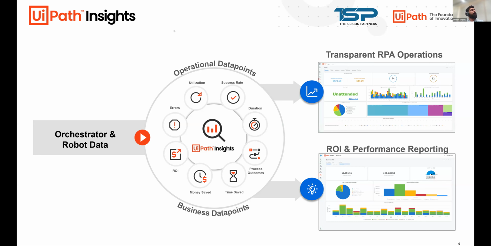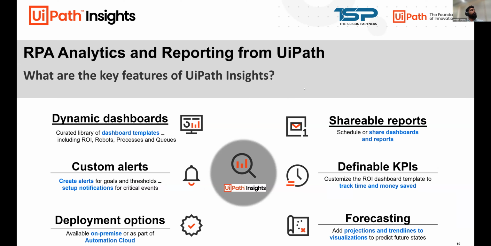Right. So moving to the next slide, this is where we will discuss the agenda for today. These are the key features that we will be covering in this session, which includes dynamic dashboards. We will have a quick demonstration of the ROI, robots, processes, and queues dashboards. Along with that, we will also show how these dashboards and reports can be shared with business stakeholders on a scheduled basis so that they can keep track of how the bots are working and how the utilization is being used, right? And then we'll also cover custom alerts.